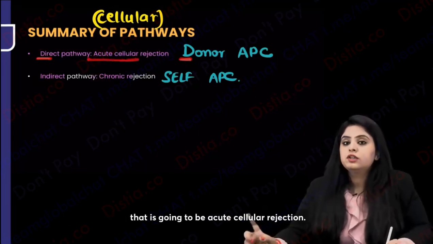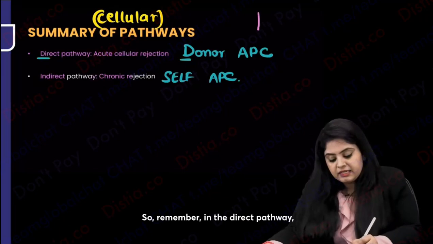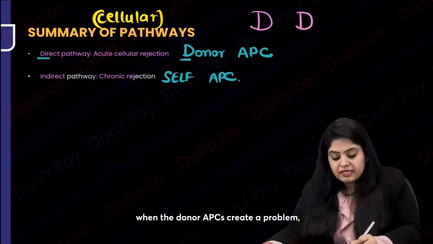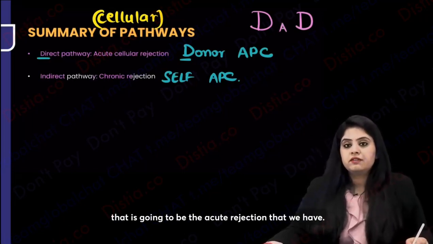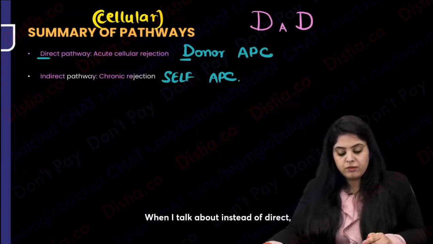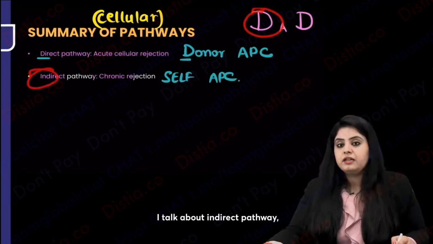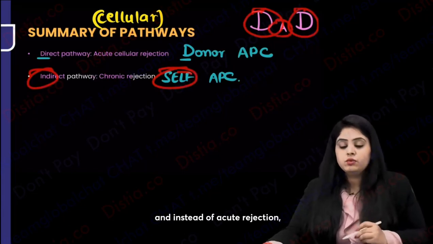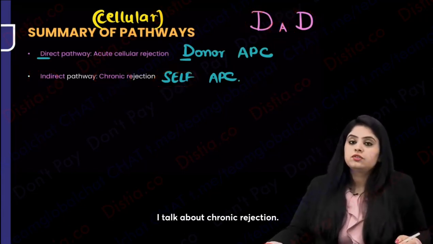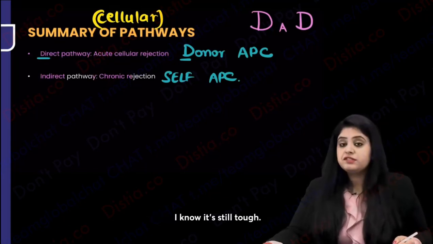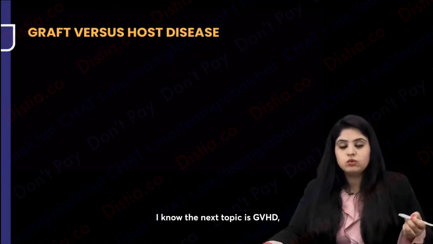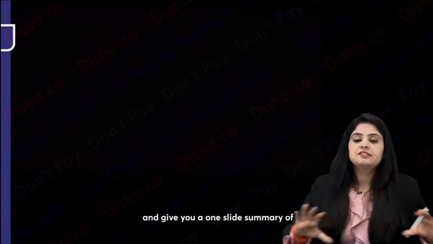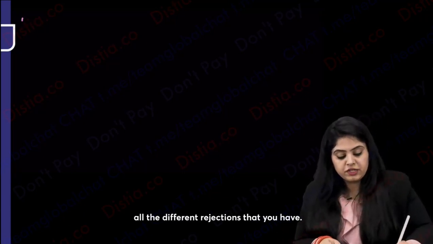That is going to be acute cellular rejection. So remember, in the direct pathway, when the donor APCs create a problem, that is going to be the acute rejection that we have. Whereas everything is reversed when I talk about the indirect pathway instead of direct. Instead of donor APCs, I talk about self APCs. And instead of acute rejection, I talk about chronic rejection. So that becomes the other pathway. I know it's still tough. Before I move on to the next topic, GVHD, I want to skip that for the time being and give you a one slide summary of all the different rejections that you have.